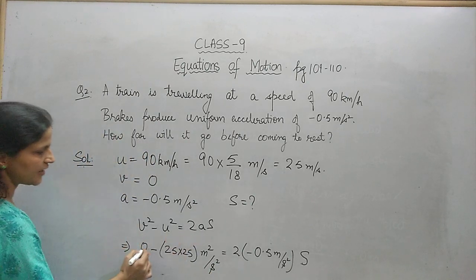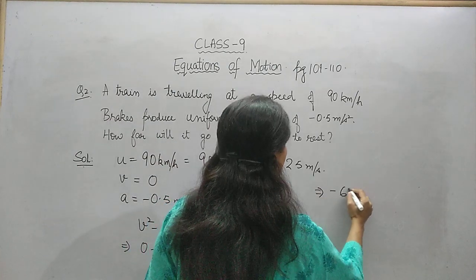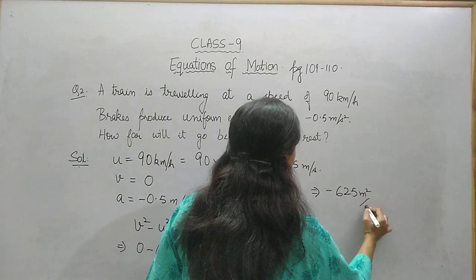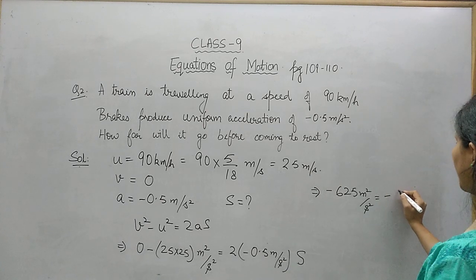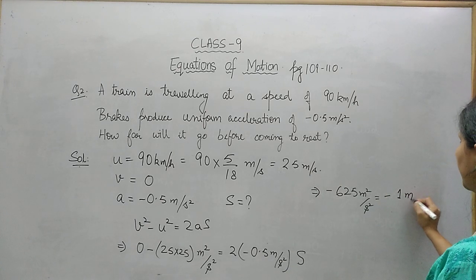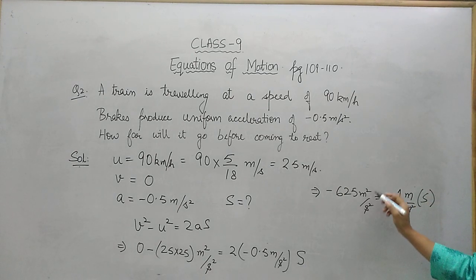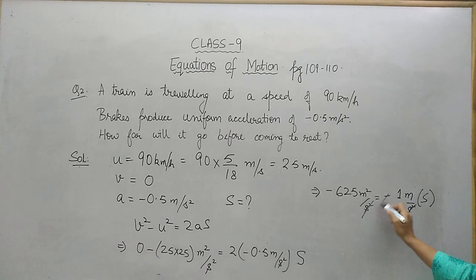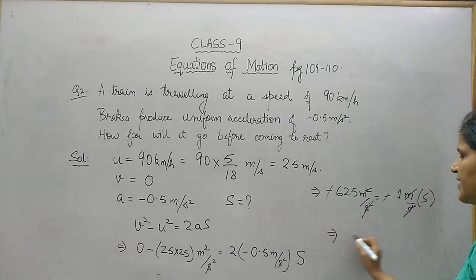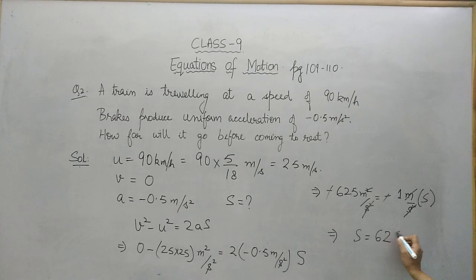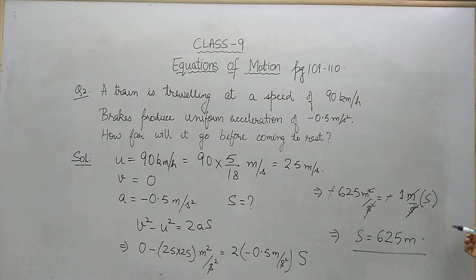Now negative sign will be cancelled off in both the sides. We get minus 625 meter square per second square is equal to minus 1 meter per second square into s. Units will be cancelled like this. Negative sign will be cancelled. This meter will be cancelled from here. So you get S is equal to 625 meters. So this is the distance travelled by train before coming to rest.